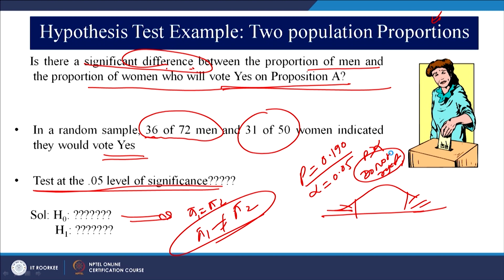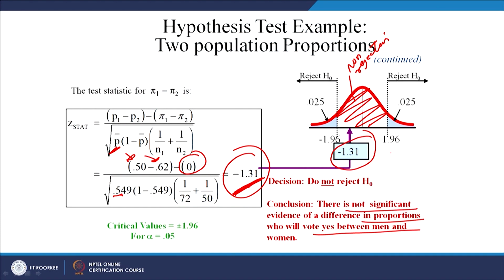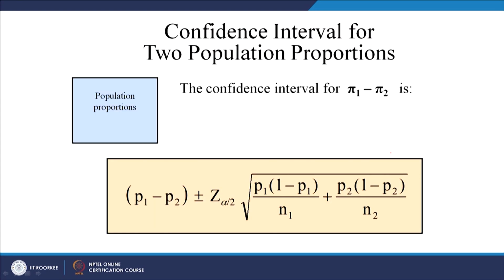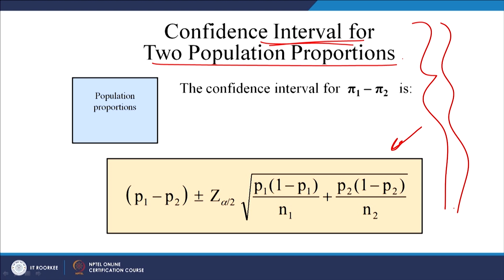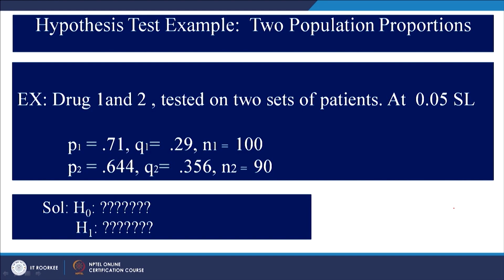As I have told you, there are multiple approaches, and one of them is the confidence interval approach. So, if you wish, you can apply the confidence interval approach for testing hypothesis of two population proportions. This is the formula for that, but we will not be doing any question using this particular method. So, we will move on to the next question.